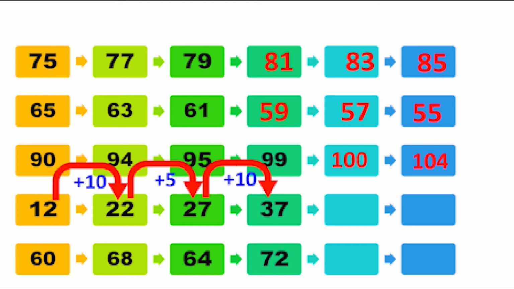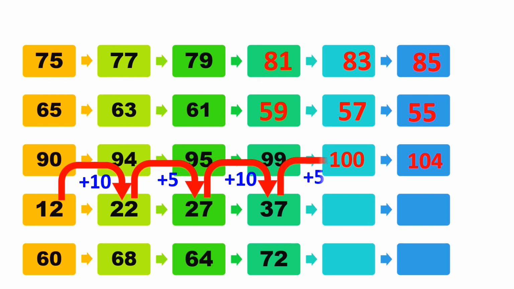The next time will be +5. So 37 +5, 38, 39, 40, 41, 42. And the next time we will adding 10. I put the unit the same 2 and I will add to the tens. 42, 52. The next example, the last one.